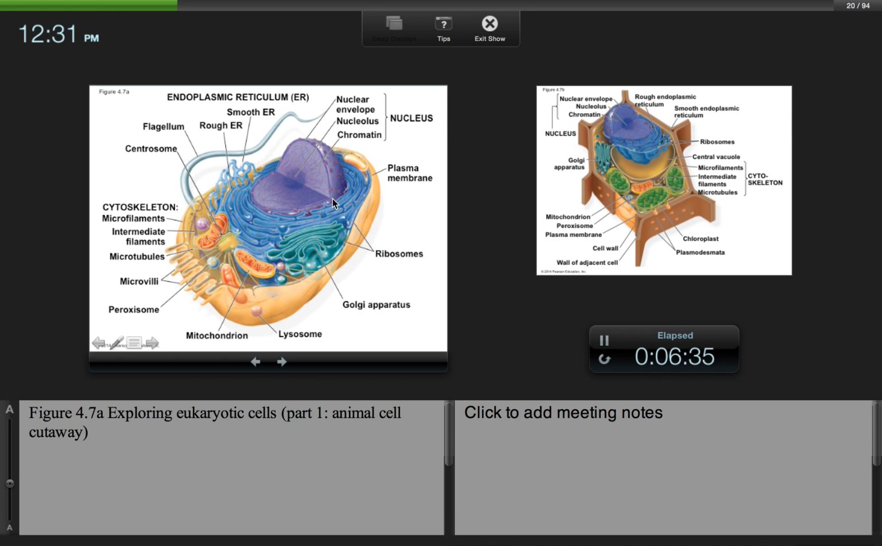Outside of that, you have ER, you have rough ER, and you have smooth ER. You have the mitochondria. You have lysosomes, you have the Golgi, you have ribosomes, which are both free in the cytoplasm and bound to the ER. And then, of course, you have your cytoskeleton, which functions to, for example, allow organelles to move along it.